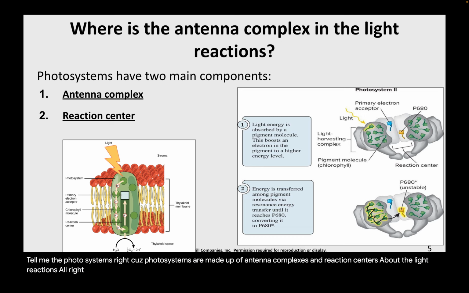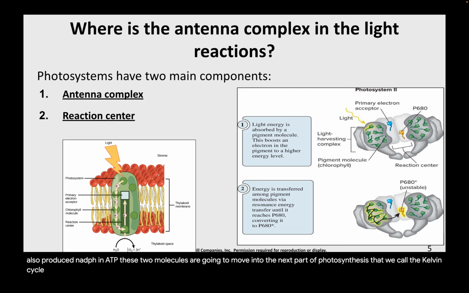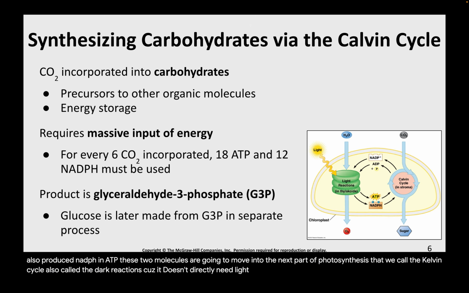All right, we have produced oxygen, which is kind of a byproduct, a waste product. It's been released into the air. But we've also produced NADPH and ATP. These two molecules are going to move into the next part of photosynthesis that we call the Calvin cycle, also called the dark reactions, because it doesn't directly need light.